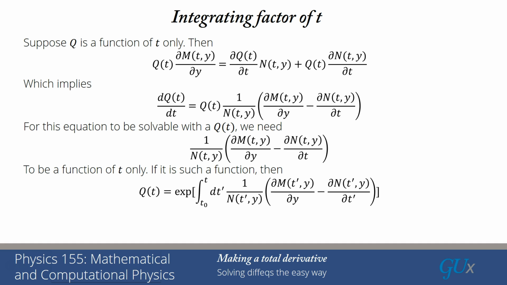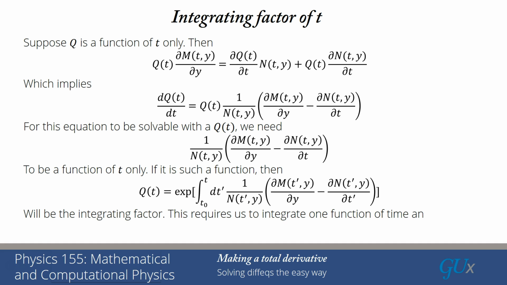Now, once again, I just want you to look at this. It looks like a very intimidating equation, but remember that 1 over n times dm dy minus dn dt is just some function of t. In this case, it'd be a function of t prime that I have to integrate over. That's all. So it's really not something that you should be intimidated by. And you have to recognize this is a special case. It doesn't work all the time. It's only in the special case where that object is just a function of t that I can do this. Okay? But when we do that, this will become the integrating factor.